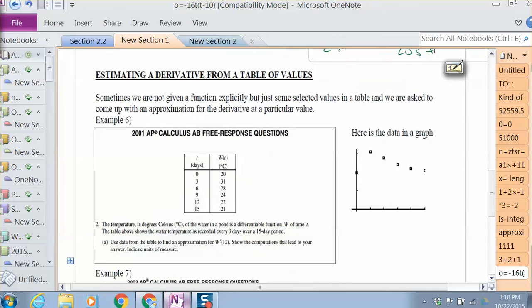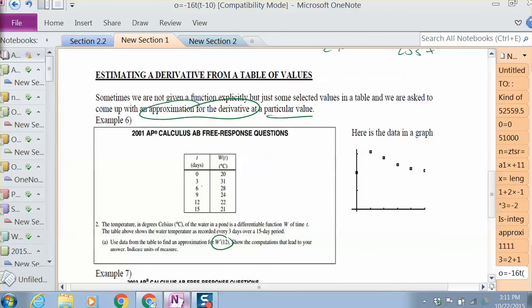Okay, just to wrap this up, let's talk about estimating a derivative from a table of values. So here we're comparing the temperature of a pond over the course of 15 days. And it looks like we're recording temperature every 3 days. And we're interested in knowing what W prime of 12 is. So basically, we're trying to get the approximation of a derivative at a particular value.